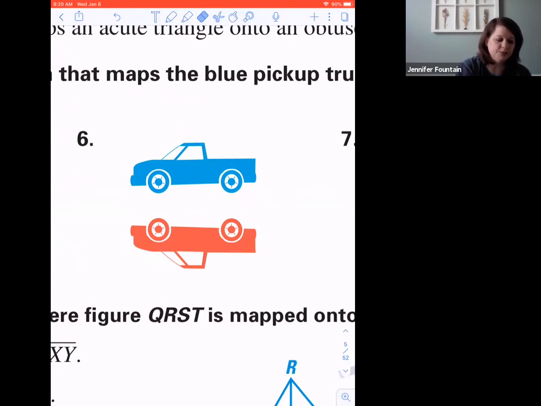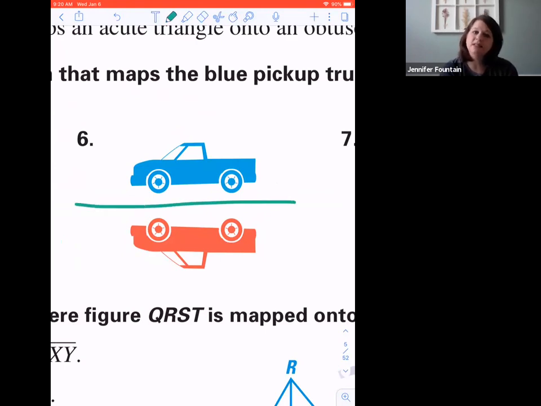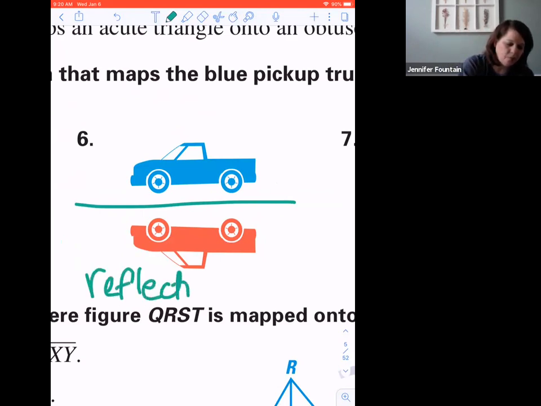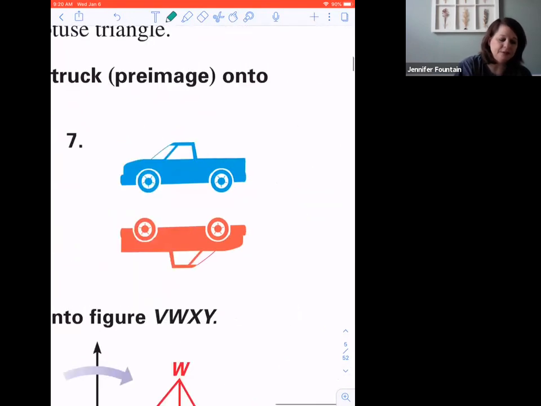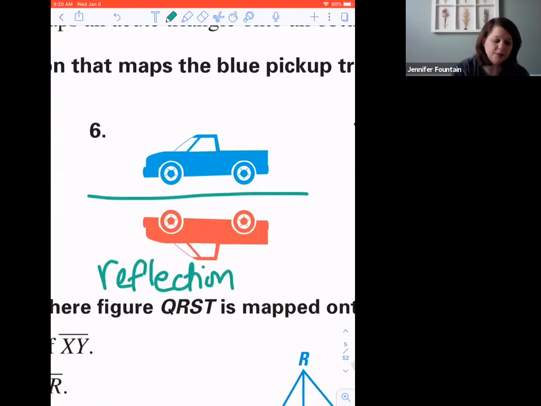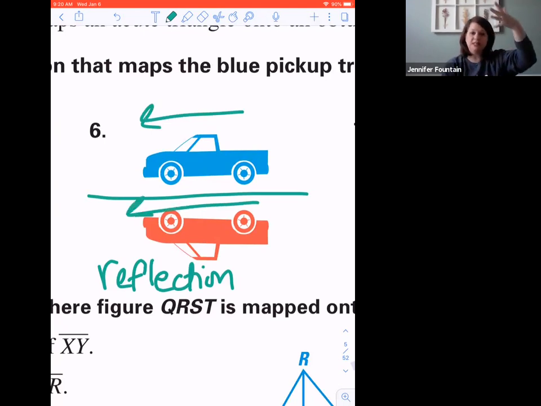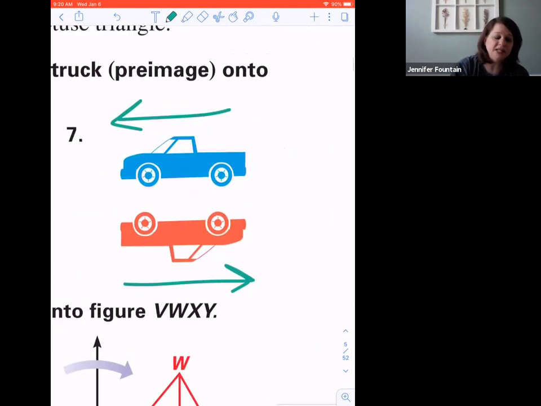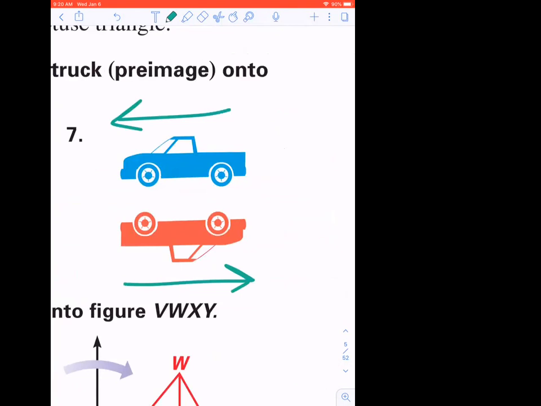Okay, so I can see that if I had a line there, it looks like it just flipped right over the line, doesn't it? And so my flip is called a reflection. And then number 7, I can see where it looks like it has flipped, but notice this one's going in this direction and this one's going in this direction. If we look at number 6, my trucks are still going in the same direction, just one's upside down. So with my reflection, only one thing changes, but with a rotation, they have both changed. So this is a rotation.